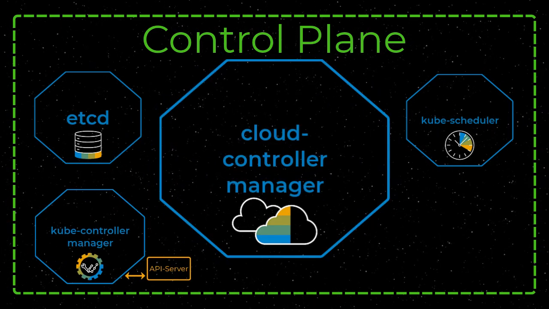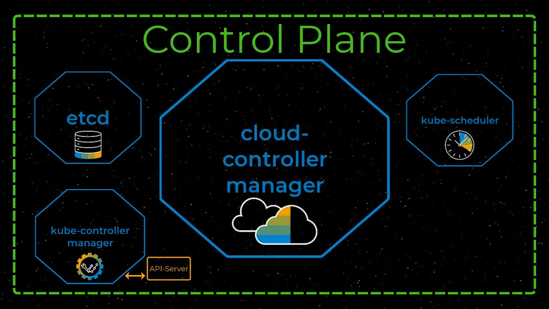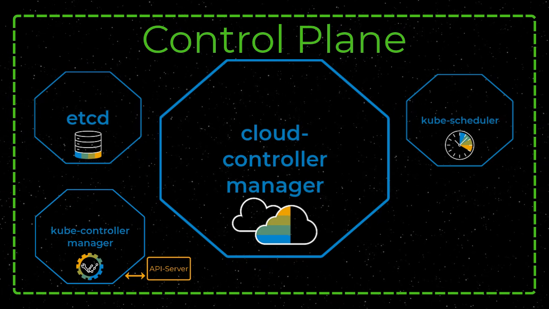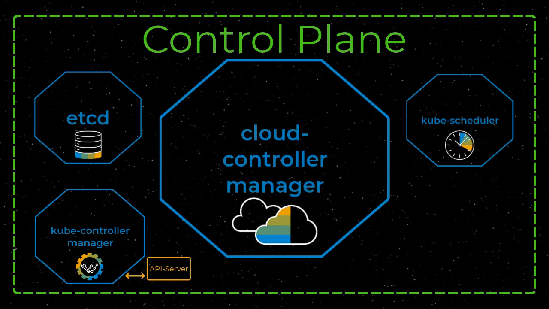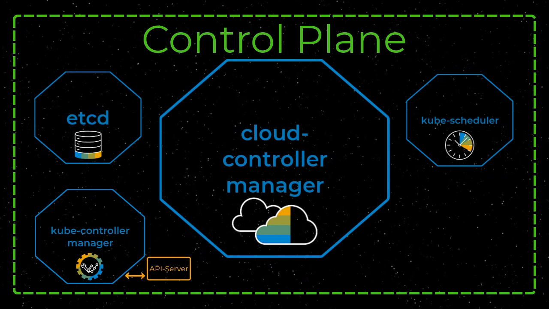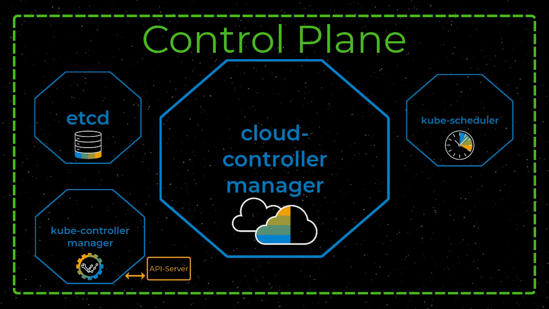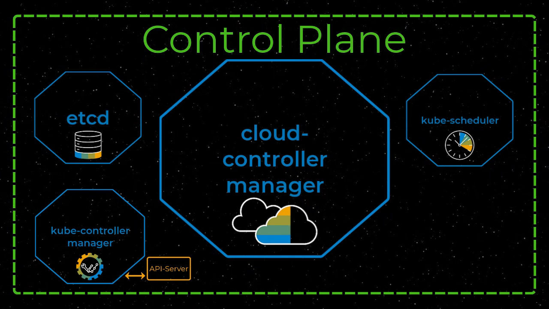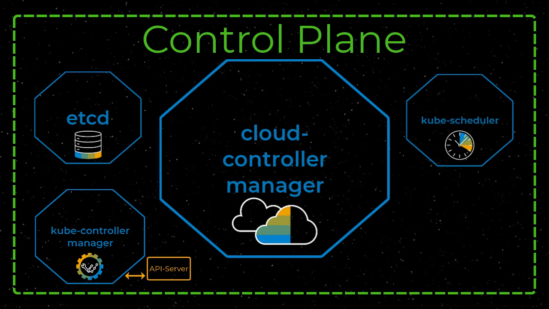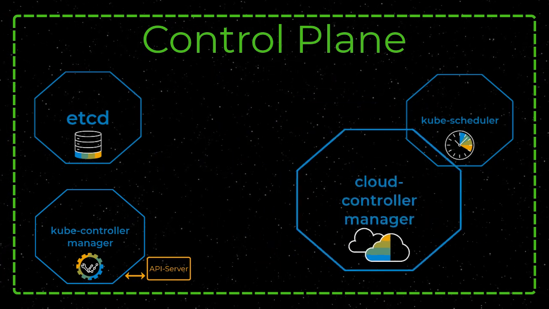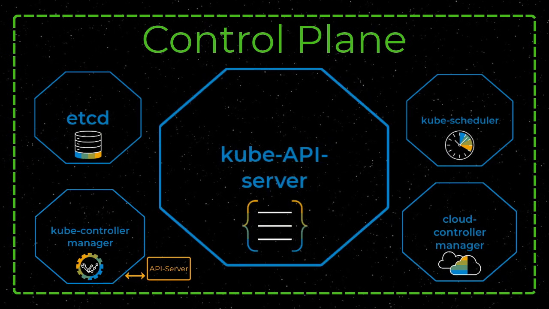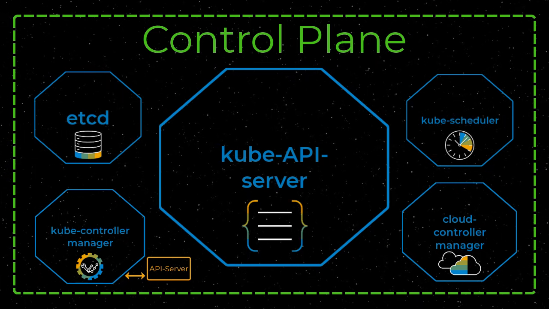The cloud controller manager embeds cloud-specific control logic, allowing you to link your cluster into your cloud provider's API. It also separates the components that interact with the cloud platform from the cluster-only components. If you're running Kubernetes on-premise or on your local machine, the cluster won't need a cloud controller manager and therefore won't have one.